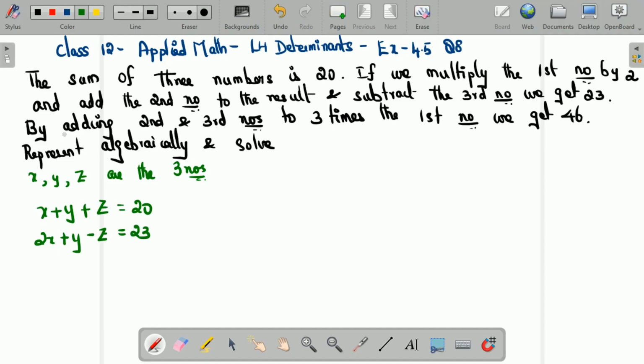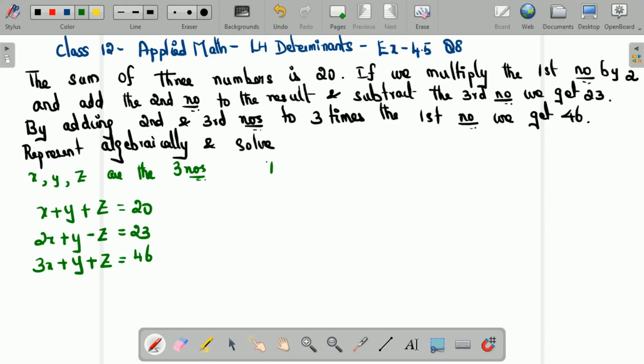Now for the last statement, by adding second and third numbers to 3 times the first number. So 3 times the first number is 3x. Adding the second and the third numbers, we get 46. Now that we have represented the word problem algebraically, we can move on to solve these equations using Cramer's rule.